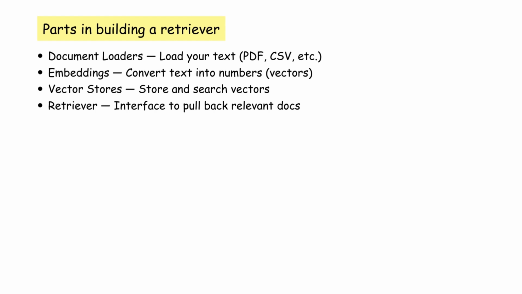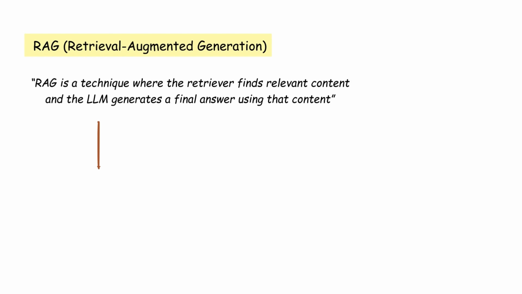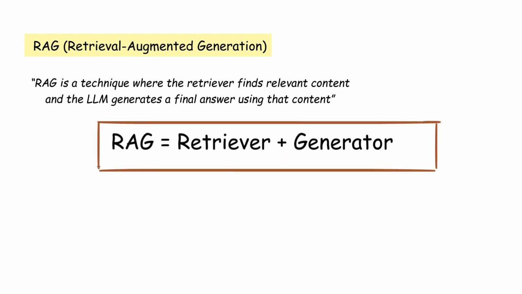Now for vector stores, LangChain supports multiple vector stores. We have Pinecone, we have Chroma, we have Qdrant, a lot of vector stores that LangChain supports, so you choose based on what you actually need. Now we have something called retrieval augmented generation. RAG is a technique where the retriever finds relevant content and the LLM generates a final answer using that content.